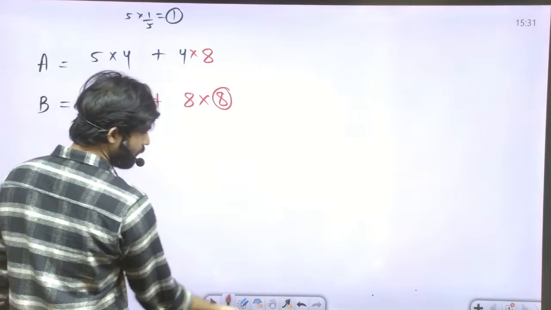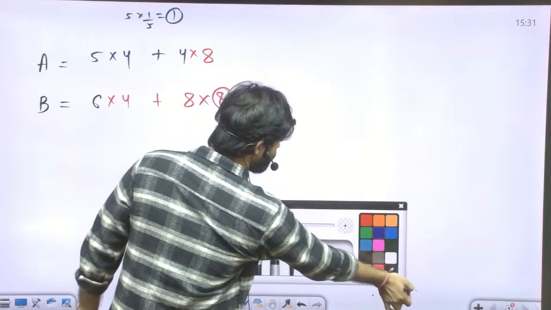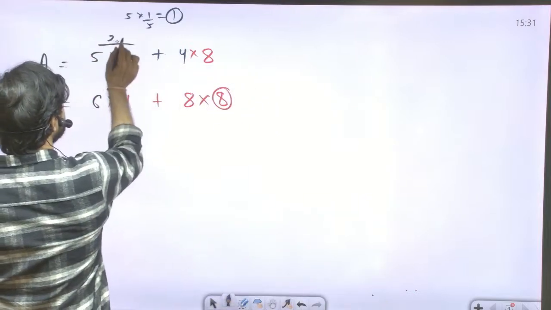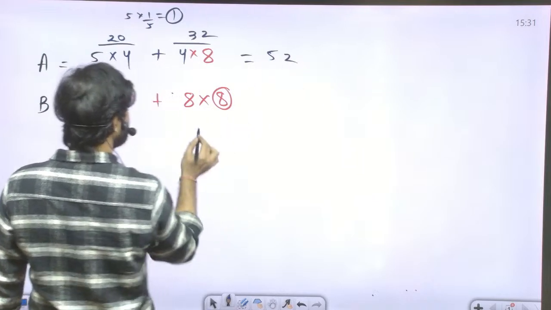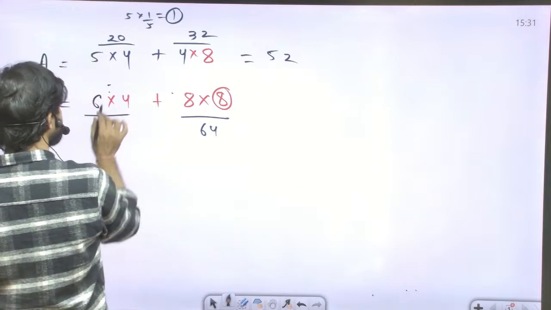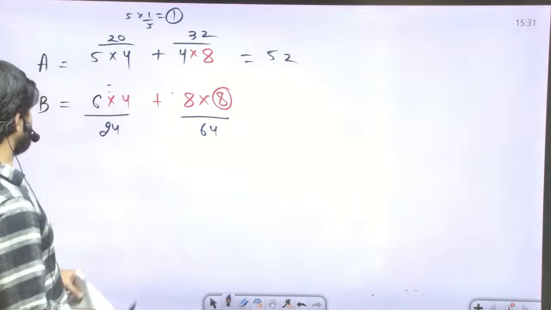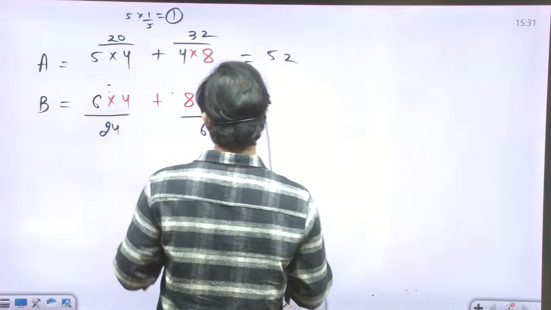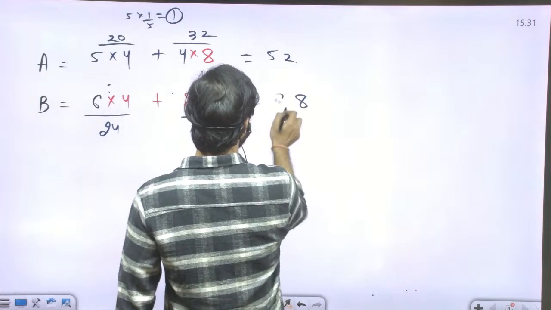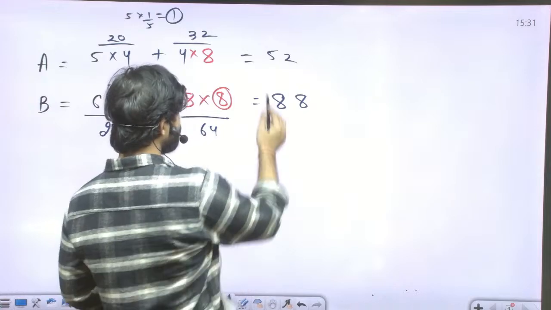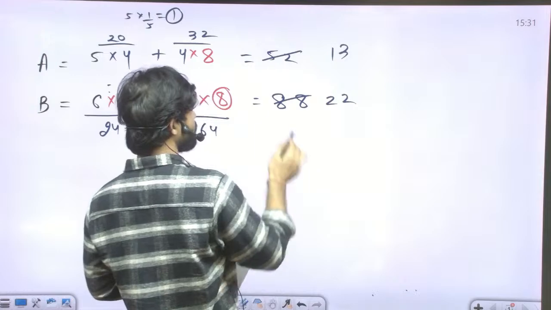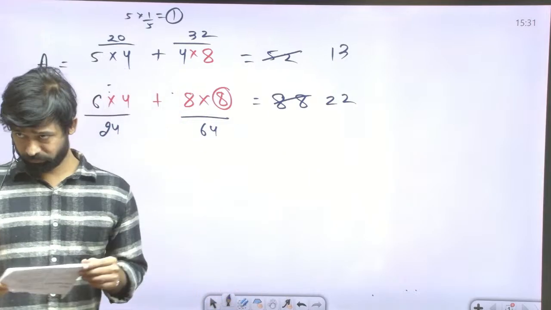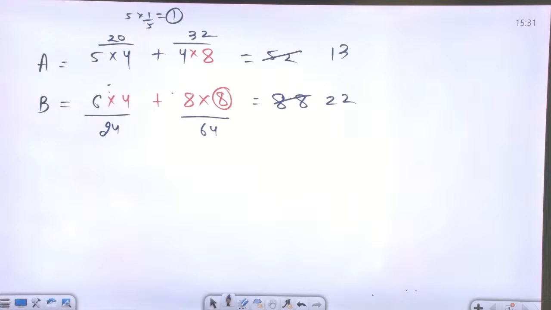So let's calculate the total profit of them. This is 20 and this is 32, so 32 plus 20, that is 52. This is 64 and this is 24, so 64 plus 24 is 88. Both the numbers are divisible by 4, so the final ratio is 13:22.